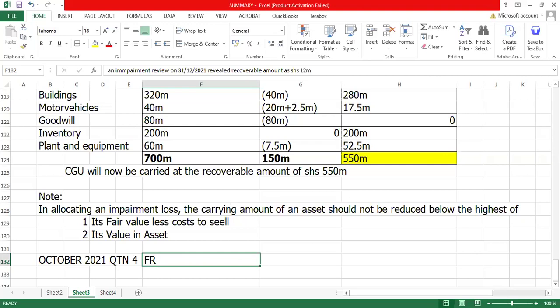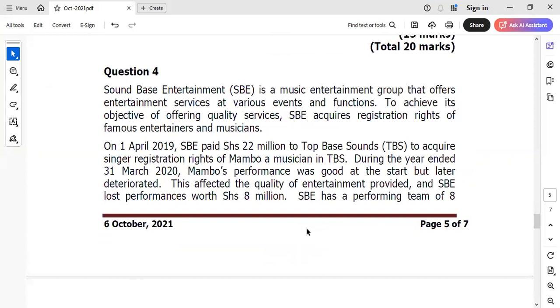Do you have that paper? Let me open it. Here we are looking at October 2021. Okay, which screen are you seeing? Which screen are you seeing? Worksheet. No, past paper.